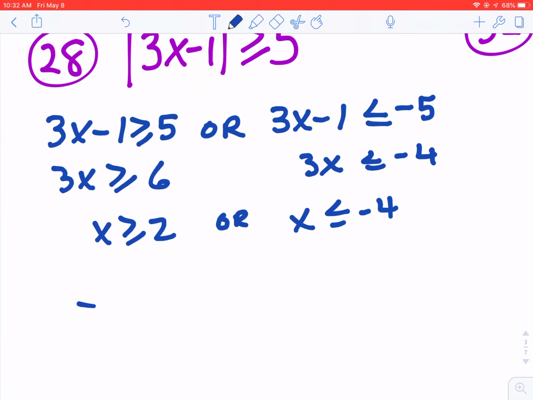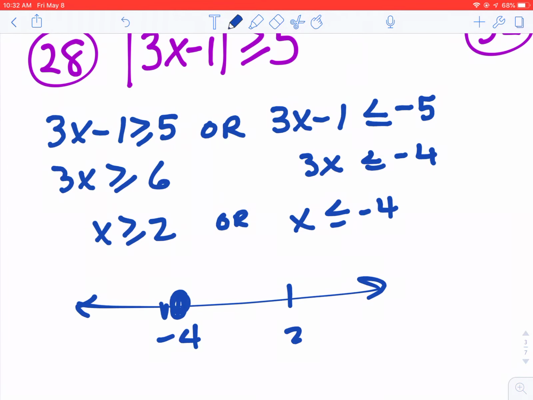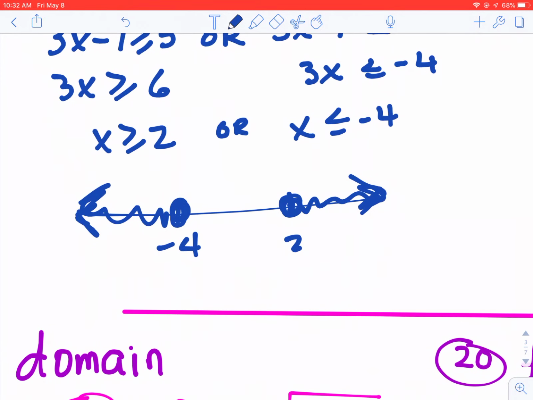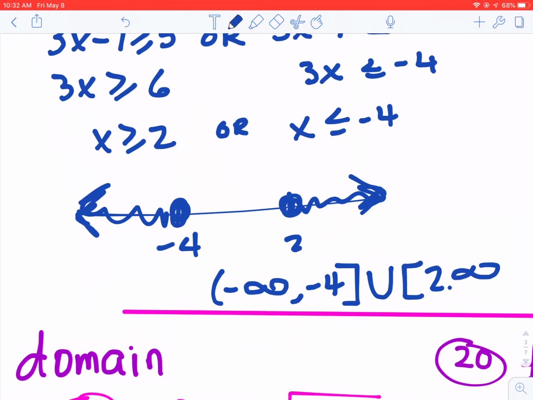So that means if I were going to sketch the graph, negative 4, 2, it's going to be a closed circle, everything this way, closed circle, everything this way. So that means it's negative infinity to negative 4, square bracket, or square bracket 2 comma infinity. Okay, and then a round bracket.